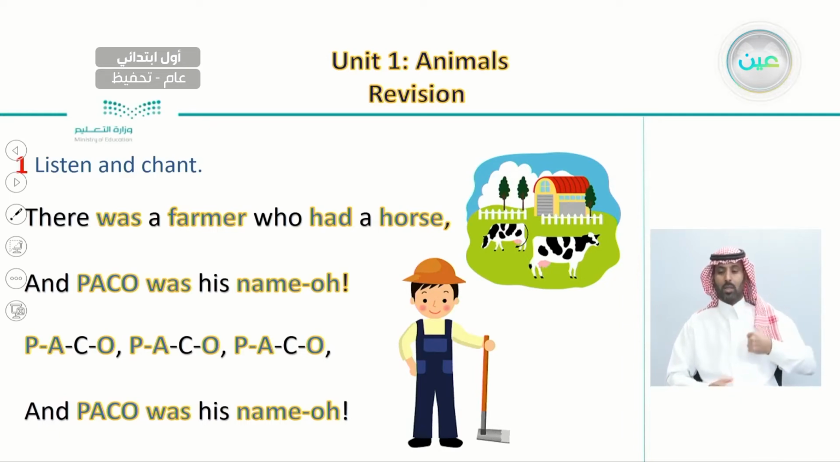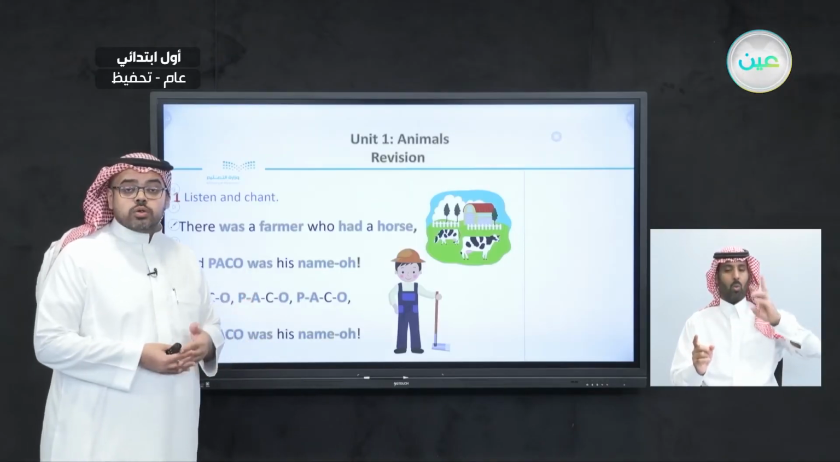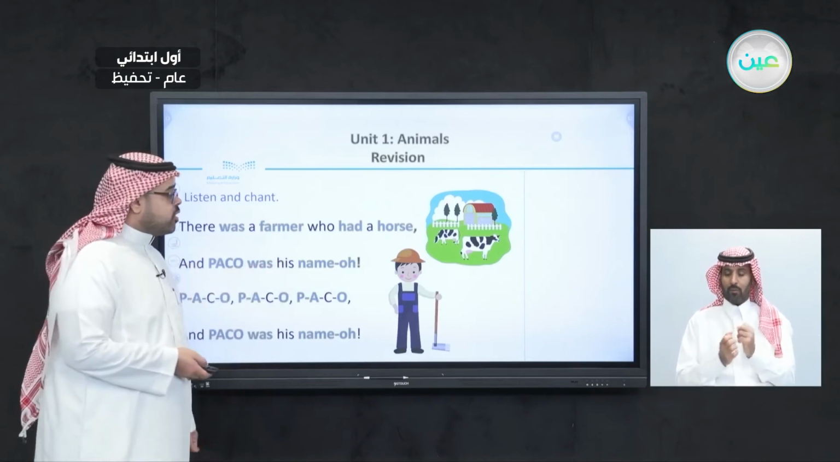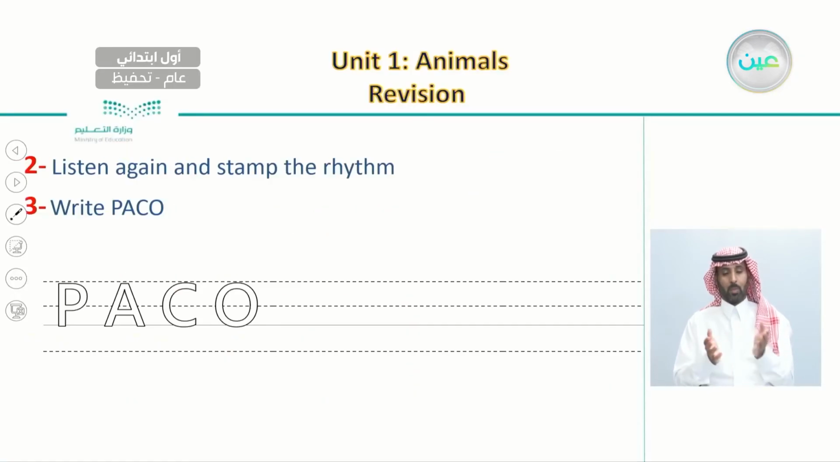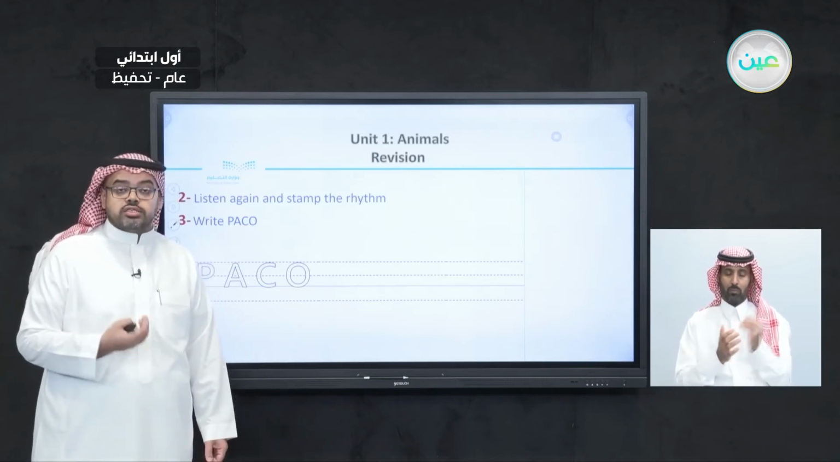So this is the chant we practiced with the first unit, and it is about someone whose name is Paco. And what did Paco do? He is a farmer. Paco is a farmer. After we listened, we said that we need to stamp the rhythm. We need to change the rhythm and have different rhythms, and even if we chant it with someone else, maybe a classmate or a family member, we can chant this chant again.